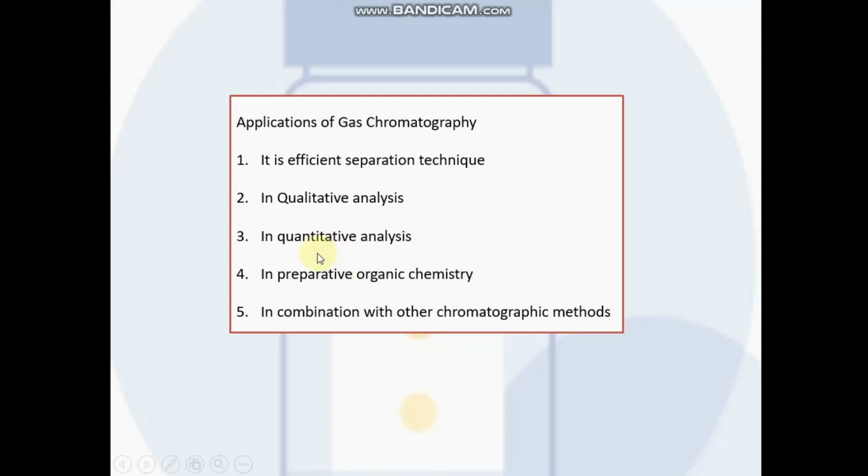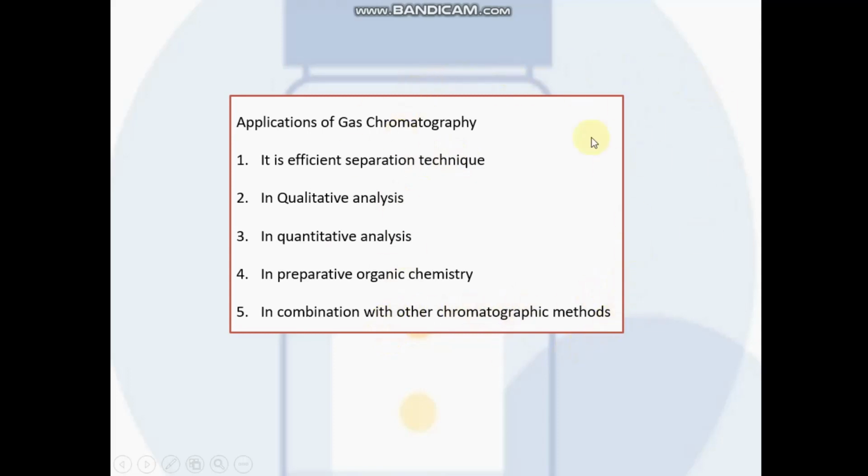Then the third one, quantitative analysis. Since peak areas in gas chromatograms are proportional to the concentration of the concerned components and thereby reveal quantitative information, gas chromatography is widely used as an analytical technique in the petroleum industry, petrochemical industry, biomedical analysis, manufacture of medicines, analysis of pollutants in air, etc., then in preparative organic chemistry, and it is also used in combination with other chromatographic methods.